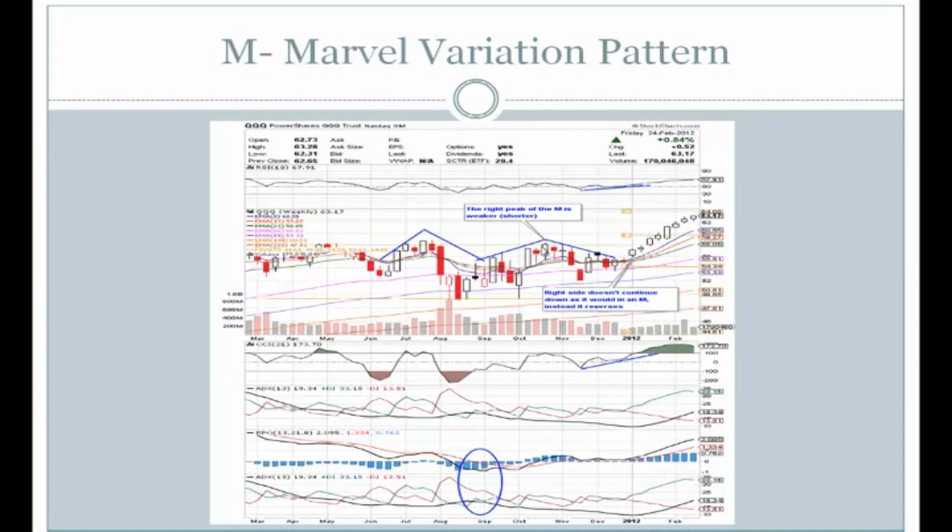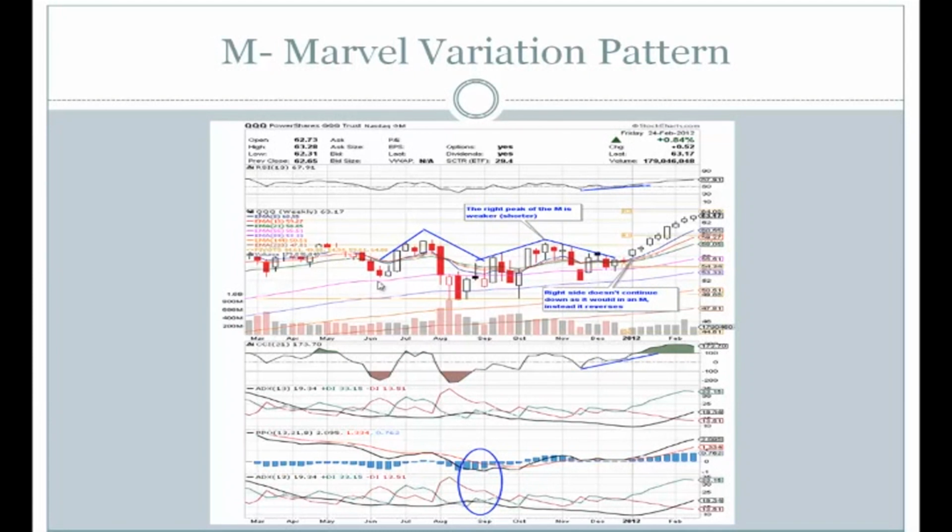It's a little weaker. This rally, this uptrend, this area that is going up to test this resistance area is a little on the weak side, and then it goes down and creates the right side of the M, and it reverses and heads back up. It doesn't continue down in the way that an M did, and that's the point of this variation, that when the right side is weak, it does the opposite of what the other pattern did.